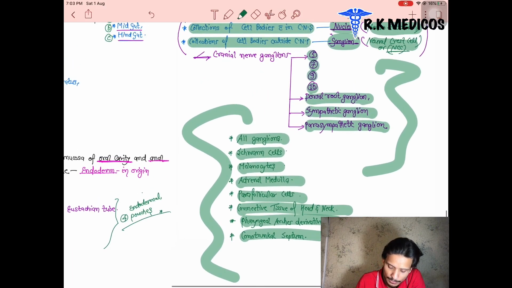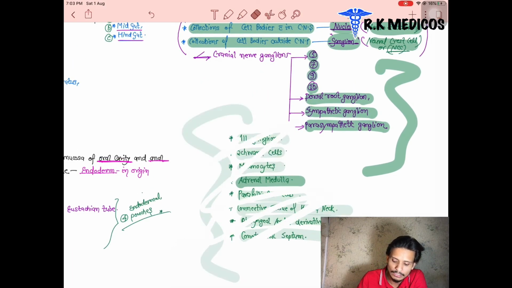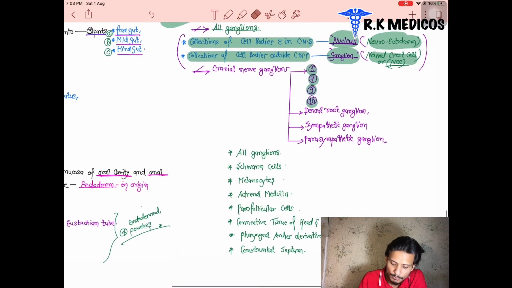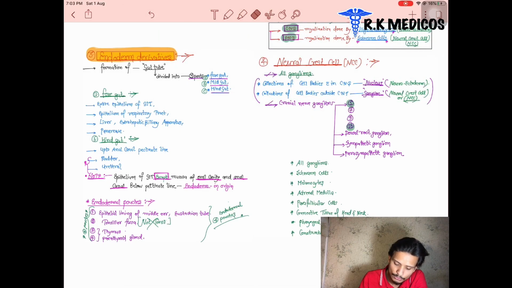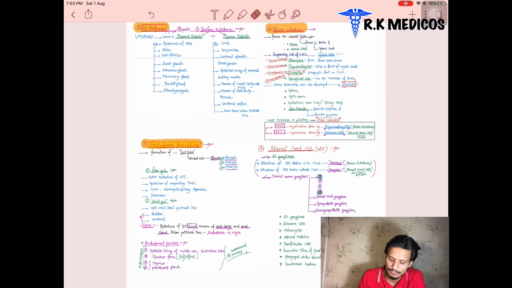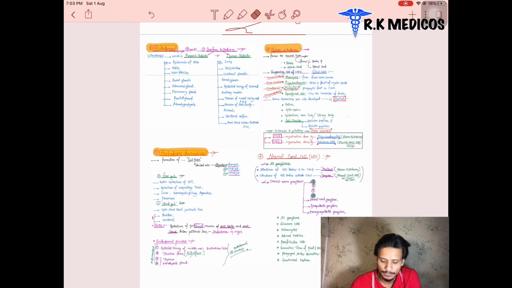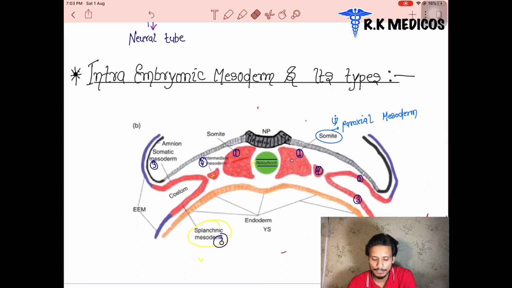So this is the summary of everything: which parts develop from which germ layer. You have to memorize what each germ layer gives rise to. So this is everything about the third week of development, or general embryology.